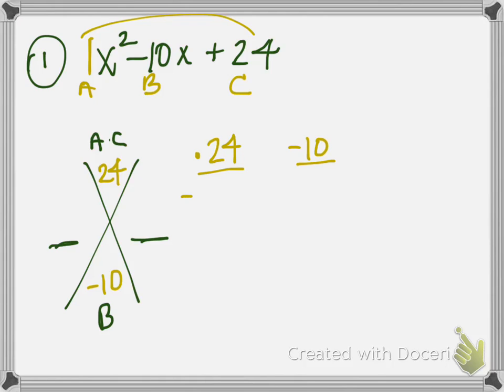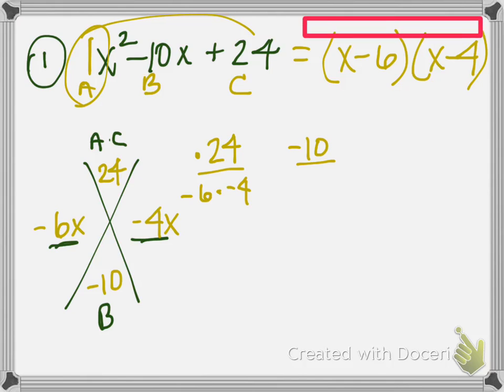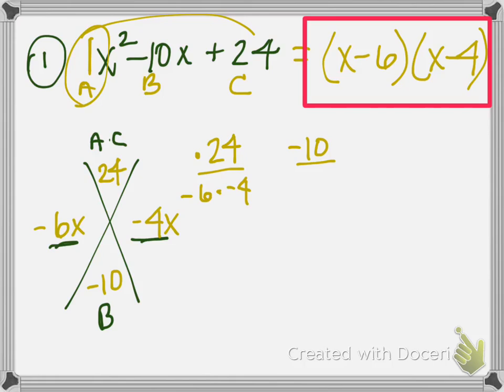Those numbers are negative 6 and negative 4. Negative and negative multiply to be positive, and they add to be that negative 10. So negative 6x, negative 4x. Because our coefficient of x squared is 1, my negative 6 and negative 4 are the solutions in my parentheses. I don't have to worry about drawing the x and taking out greatest common factor because that coefficient of a is 1. So the factored form of this problem is just x minus 6, x minus 4. And number 1 is done.